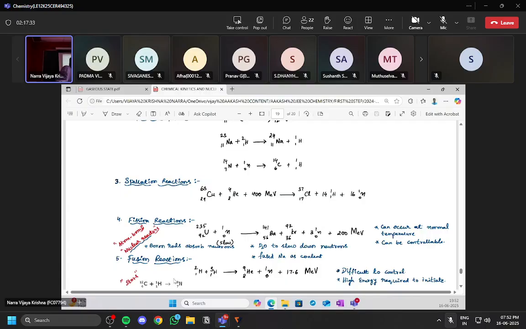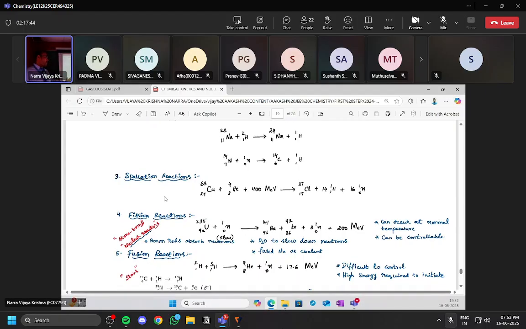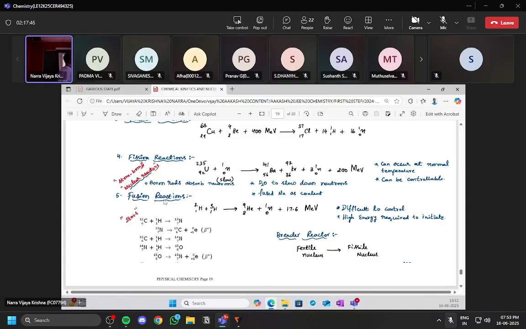Next, spallation reactions. If one nucleus is bombarded with one particle, it breaks down into many particles. Then it is called a spallation reaction. Next, fission reactions. Fission reactions means when a heavier nucleus is bombarded, it forms two moderate size nuclei by emitting some energy and neutrons. Then it is called nuclear fission.